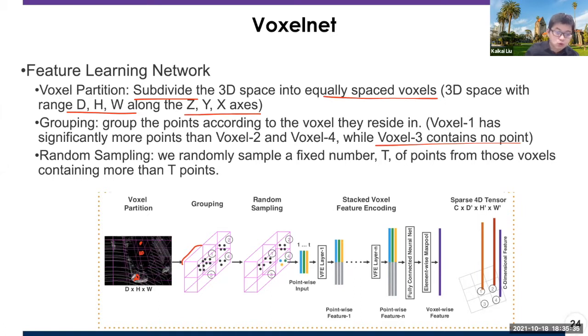If one cell has lots of points, we can lower the complexity. We can randomly sample a fixed number t. If they have more than t points, we do some downsampling. This is called random sampling.